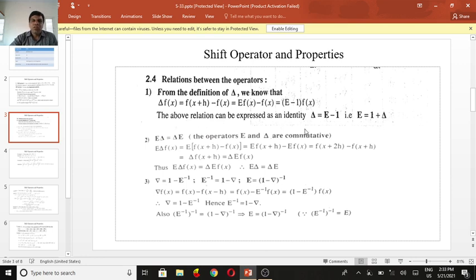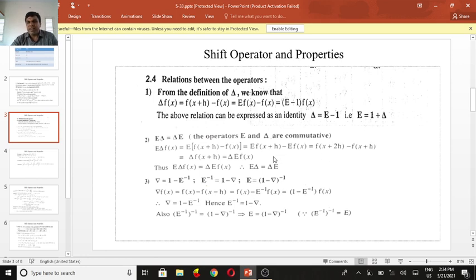Now the second: E delta is equal to delta E. Simply, the operators E and delta are commutative. If we take the left hand side, E delta f of x, applying the forward difference, it is E of f of x plus h minus f of x. Again applying E, we get f of x plus h minus E f of x. So E f of x we can write as f of x plus 2h minus f of x plus h.